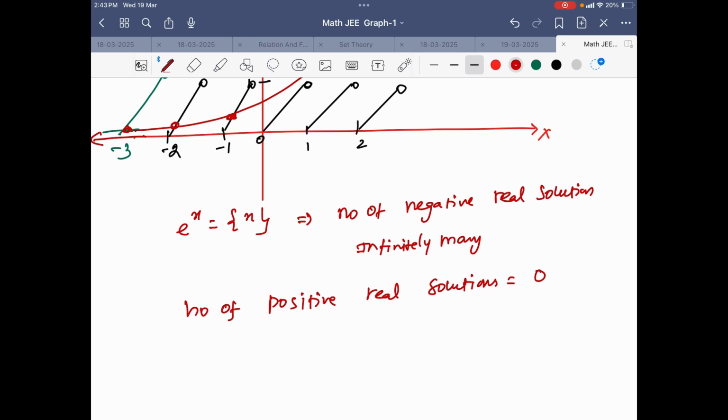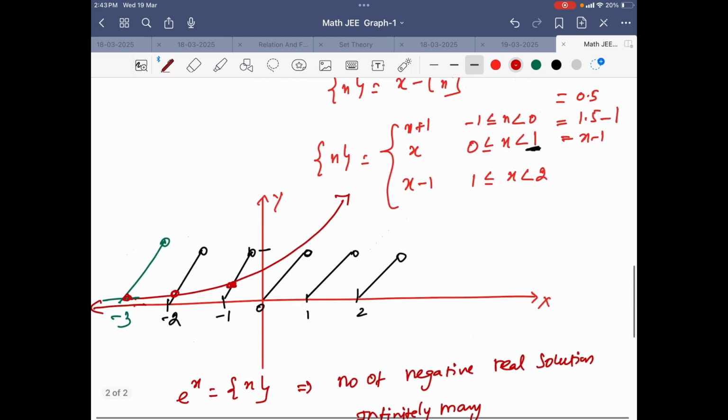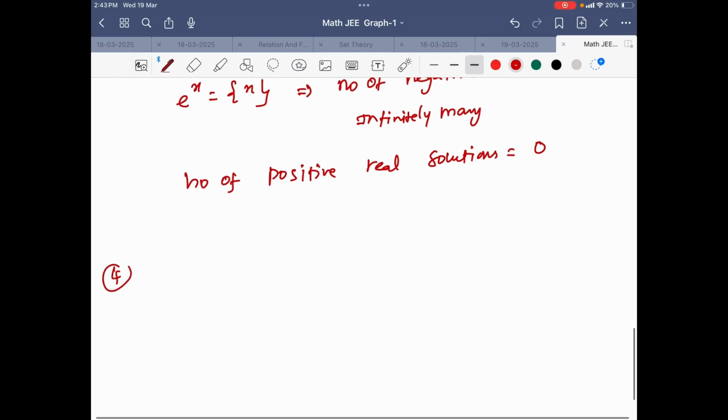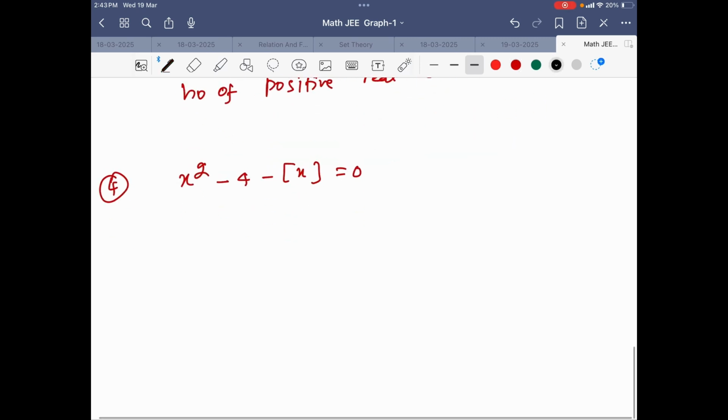Let's do another question. Suppose you have an equation like, let's take the fourth question: x square minus 4 minus the greatest integer function equals 0. How do we solve this graphically? How many solutions are possible? How to understand these things? Keep x square minus 4 on the left side and send the greatest integer function to the right side.